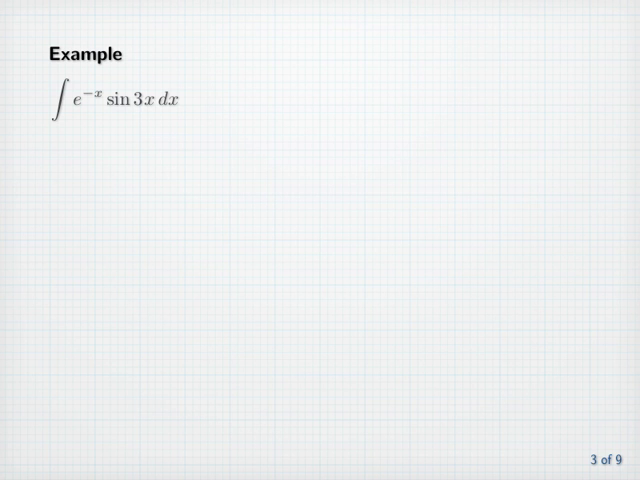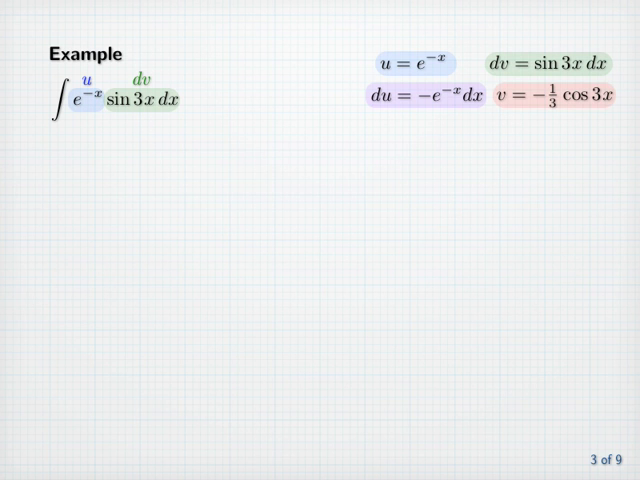Another example. Let's find the indefinite integral of e to the minus x times sine of 3x dx. Here we're going to let u equal e to the minus x and dv equal sine 3x dx. So we calculate du, it equals minus e to the minus x dx, and we integrate sine of 3x dx to get v equals minus 1/3 cosine of 3x.